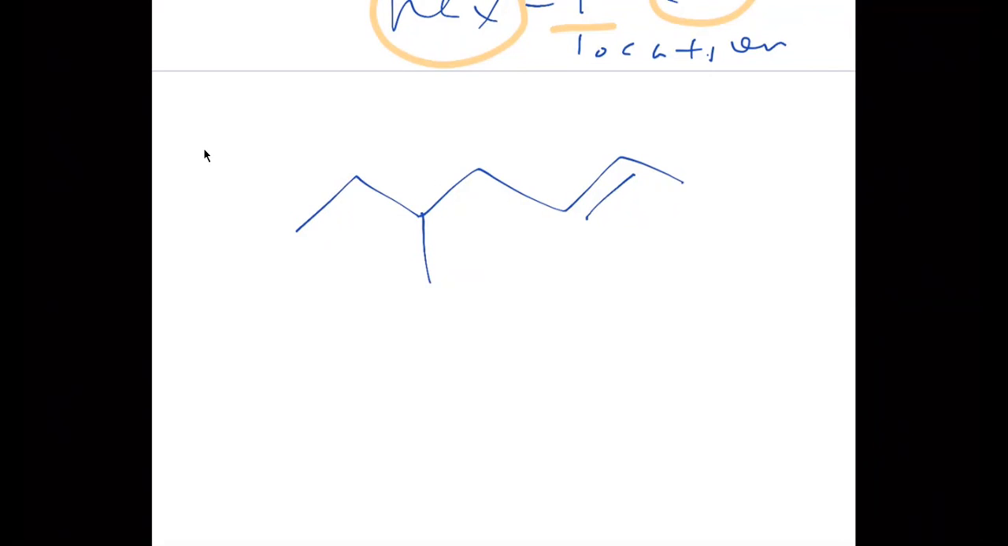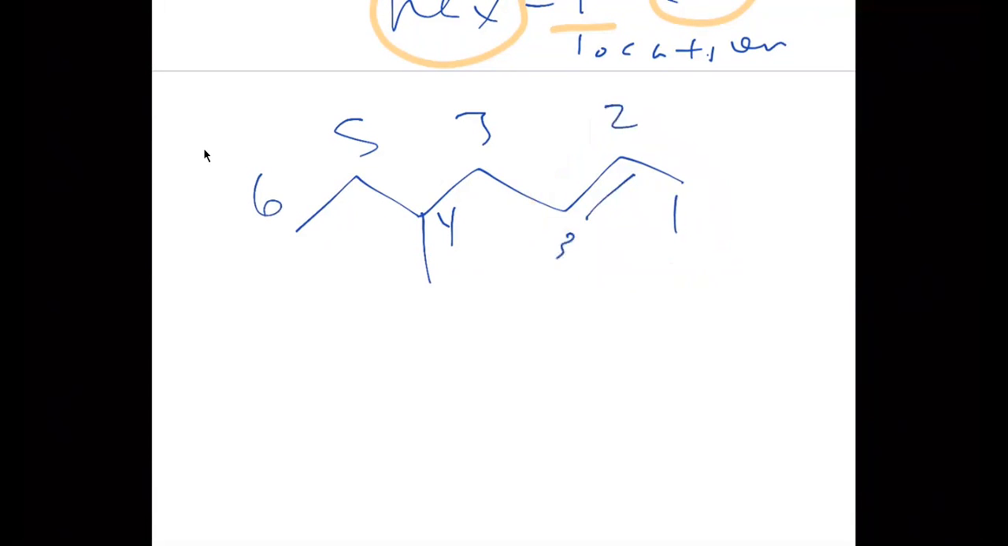Would it be 2? Yeah, so that's the end that we're going to start counting from. You see, the end that's closest to the alkene, that's what we're going to start counting from. So this is 1, 2, 3, 4, 5, and 6. All right. So now the alkene is in between. I'm sorry, I screwed up. There should be 2 here.